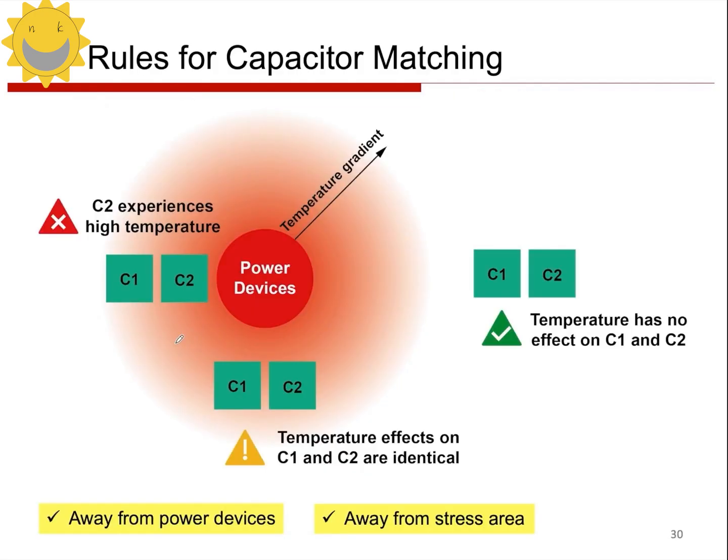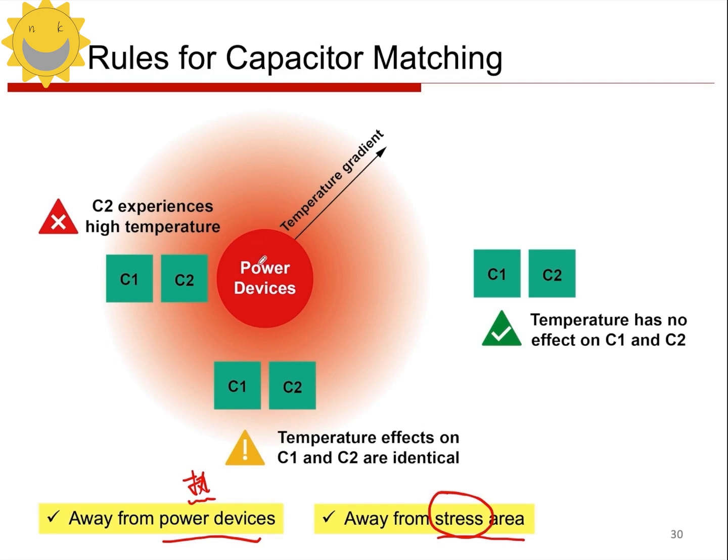So what else should we pay attention to? The placement of the capacitor. Keep it away from power devices and away from this stress area. Power devices can cause stress issues because they generate heat. When the power is high, they produce a lot of heat, and once they heat up, it creates a temperature gradient distribution. With different temperature gradients, it can cause some stress issues in the body. Once stress occurs, it will affect our capacitors, which in turn impacts our matching characteristics.